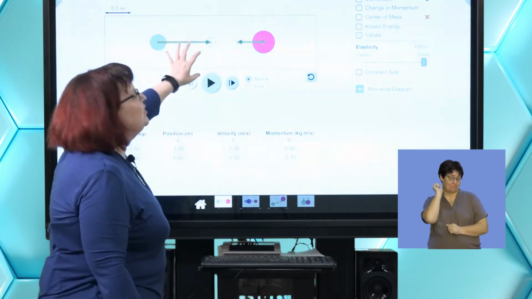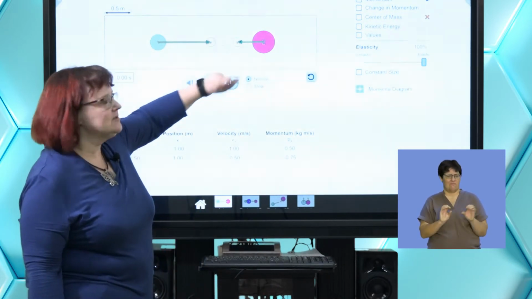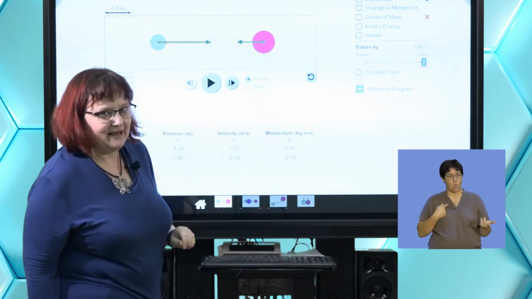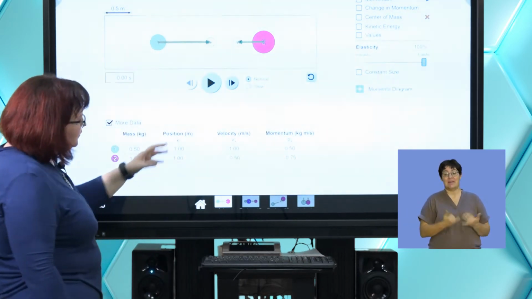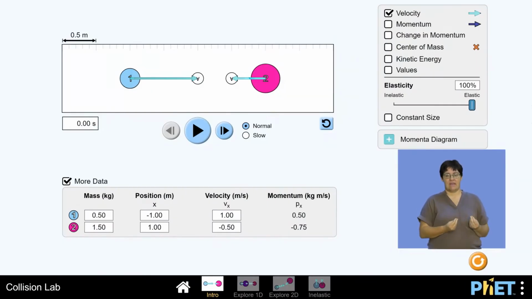Now, I know they're not moving at the moment, because I haven't pressed play. But at the moment, we have my block A, the bluish one, number 1, which has a velocity of 1 to the right, which is my positive direction. So I'm going to take a note of that. And block 2 has a velocity of minus 0.5 because it's going in the opposite direction.